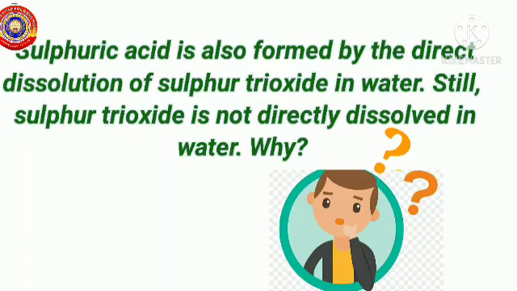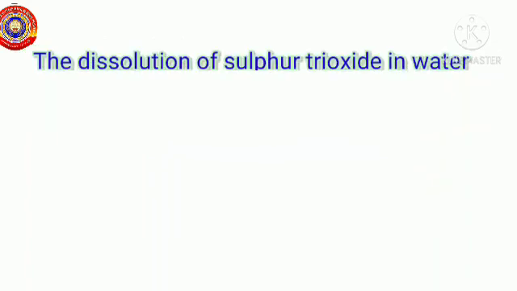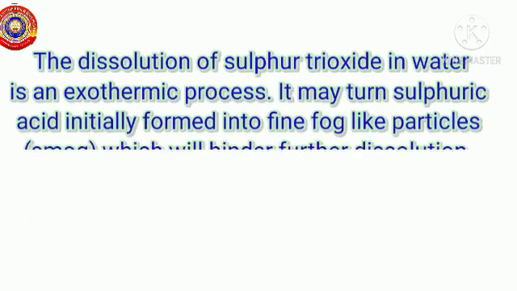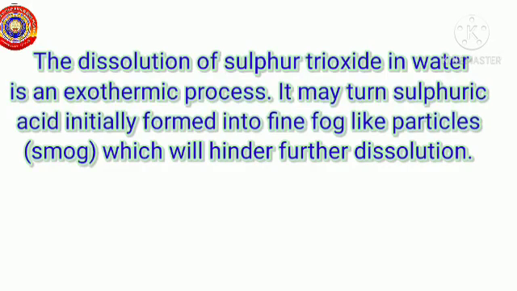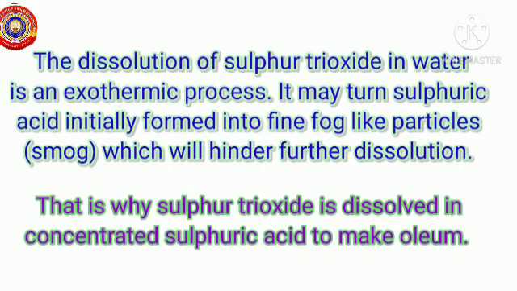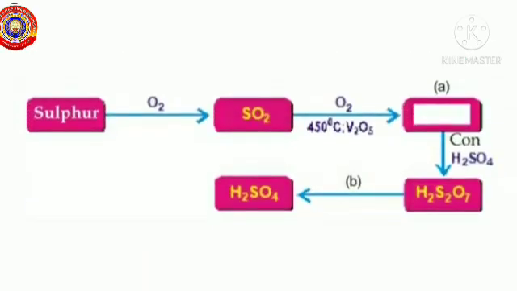But still, sulfur trioxide is not directly dissolved in water. What may be the reason? Let me tell you, the dissolution of sulfur trioxide in water is an exothermic process. It may turn the sulfuric acid initially formed into fine fog-like particles. These fog-like particles, also known as smog, will hinder further dissolution. Hence, sulfur trioxide is not directly dissolved in water. Did you understand? If so, could you complete this flowchart? Do it in your textbook.